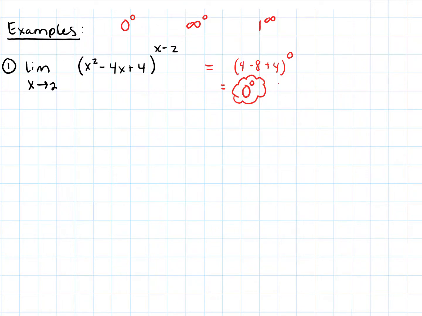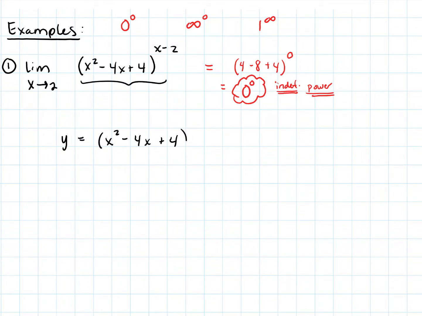And so once we found that we have an indeterminate form, then we have to decide: is it the form that I can apply L'Hopital's rule to, or do I need to do a little bit of work? On this one, being a power, since this is an indeterminate form power, we're going to have to use our logarithmic technique. So the first thing we're going to do is set this equal to y. Y equals x squared minus 4x plus 4, because I need to do a little bit of algebraic manipulation in order to evaluate this limit.